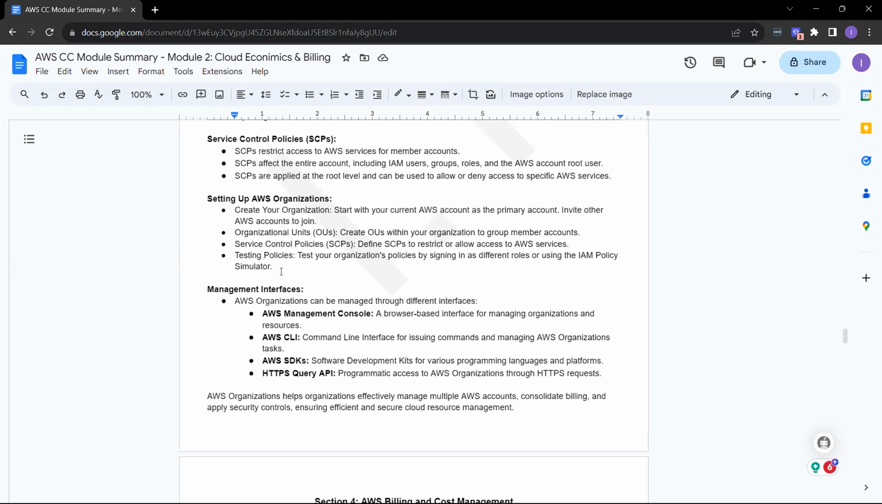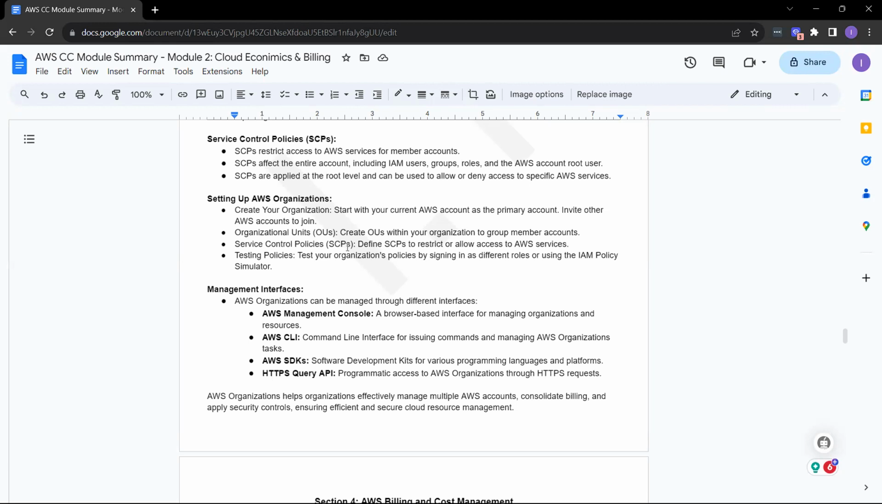There is another service called IAM Policy Simulator, that is Identity and Access Management Policy Simulator. You use that service to test these control policies that you have set. You test them to see whether they are functioning, right?